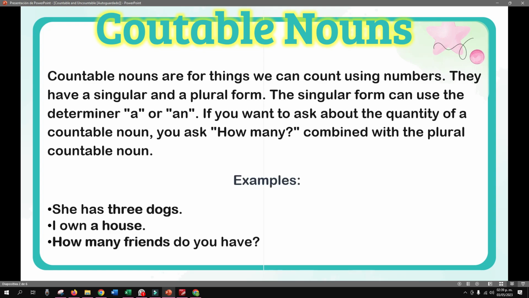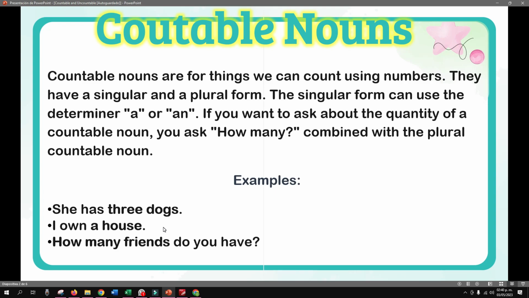Examples. She has 3 dogs. So you can count the dogs, right? 1, 2, 3. So dogs is a countable noun. You can add an s, you can have the plural form of that one. Also, in that case, you can use the indefinite article a because this is singular. But you can say, I own 3 houses or I own 10 houses, right? So this could be like the singular form, right?